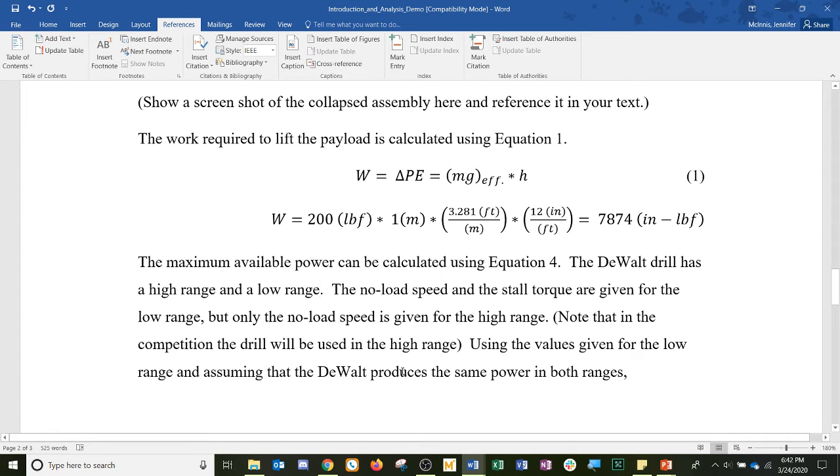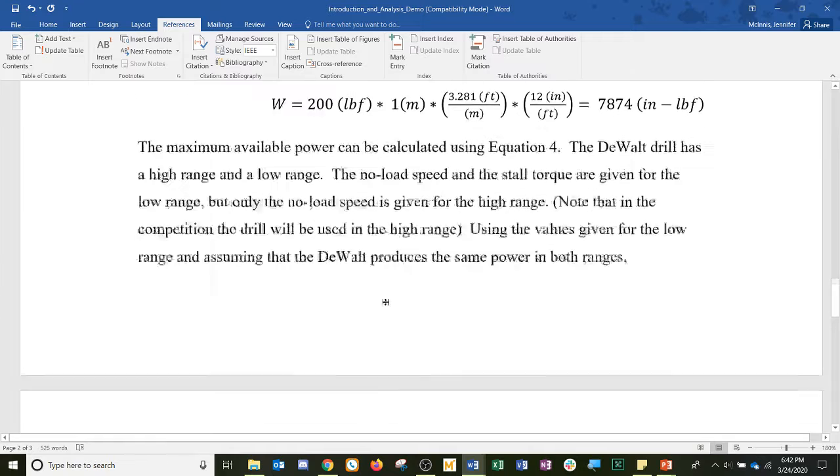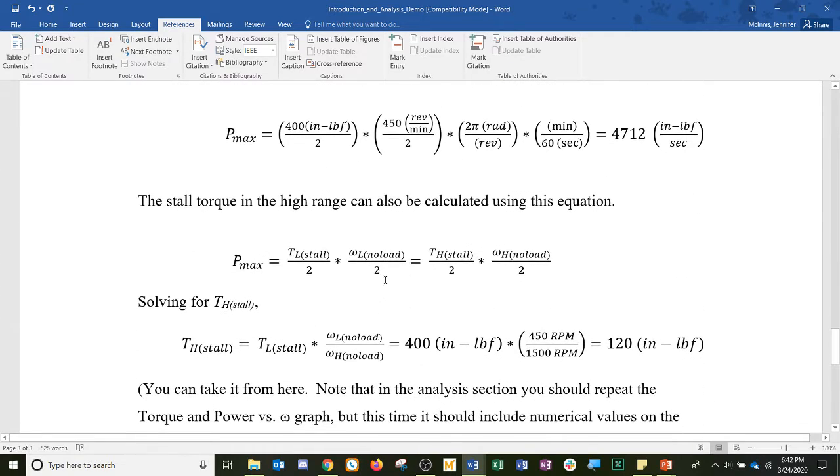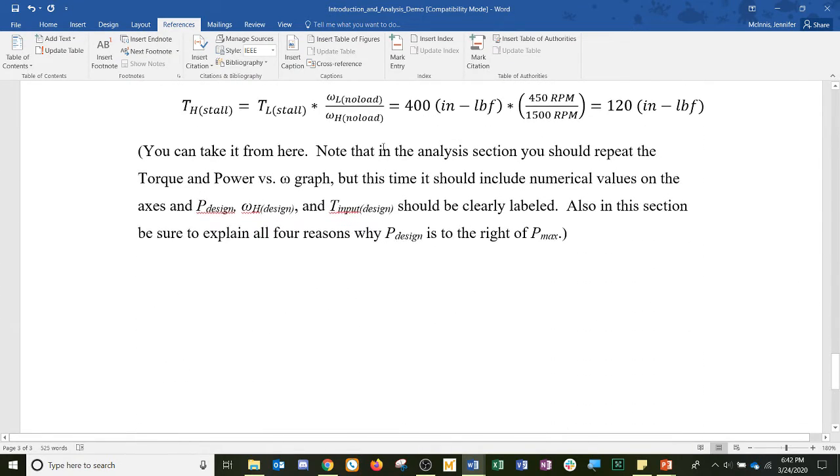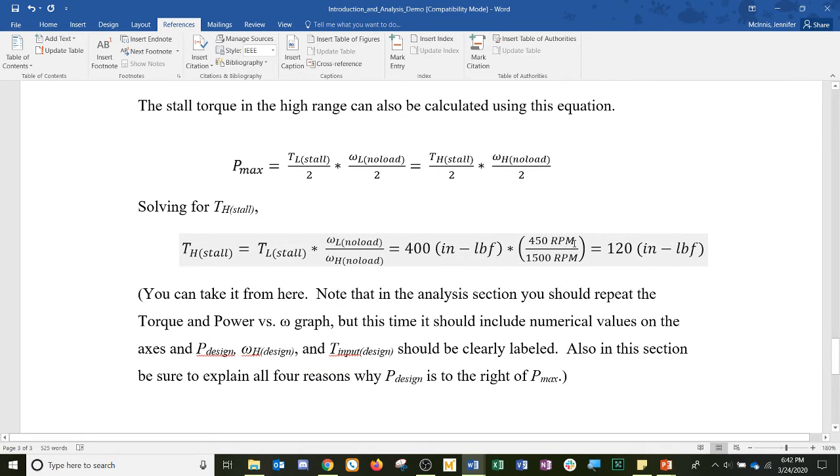You're going to continue documenting what's going on, where you get the values from. You can do your unit conversion as necessary. And so hopefully this is a helpful review of a technical document.